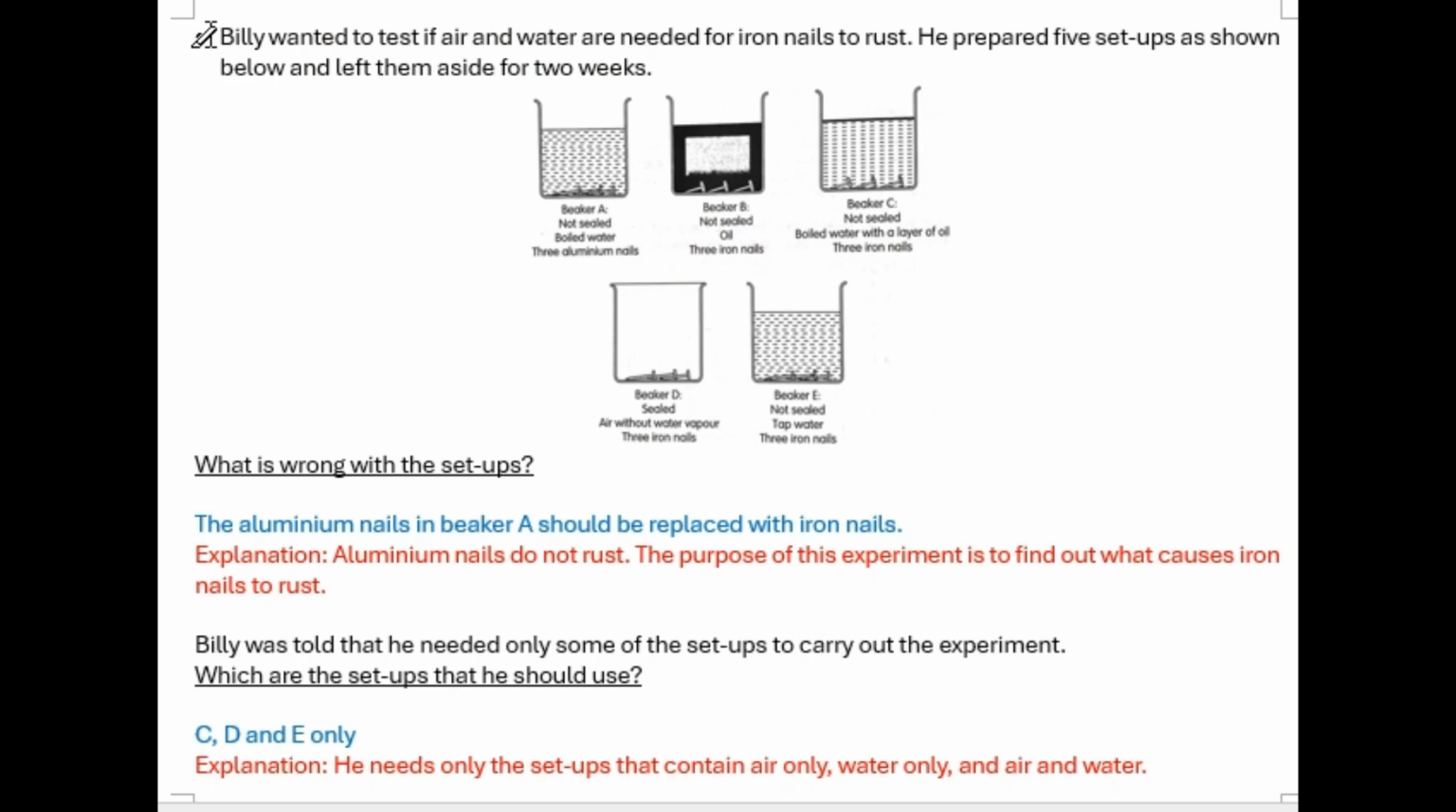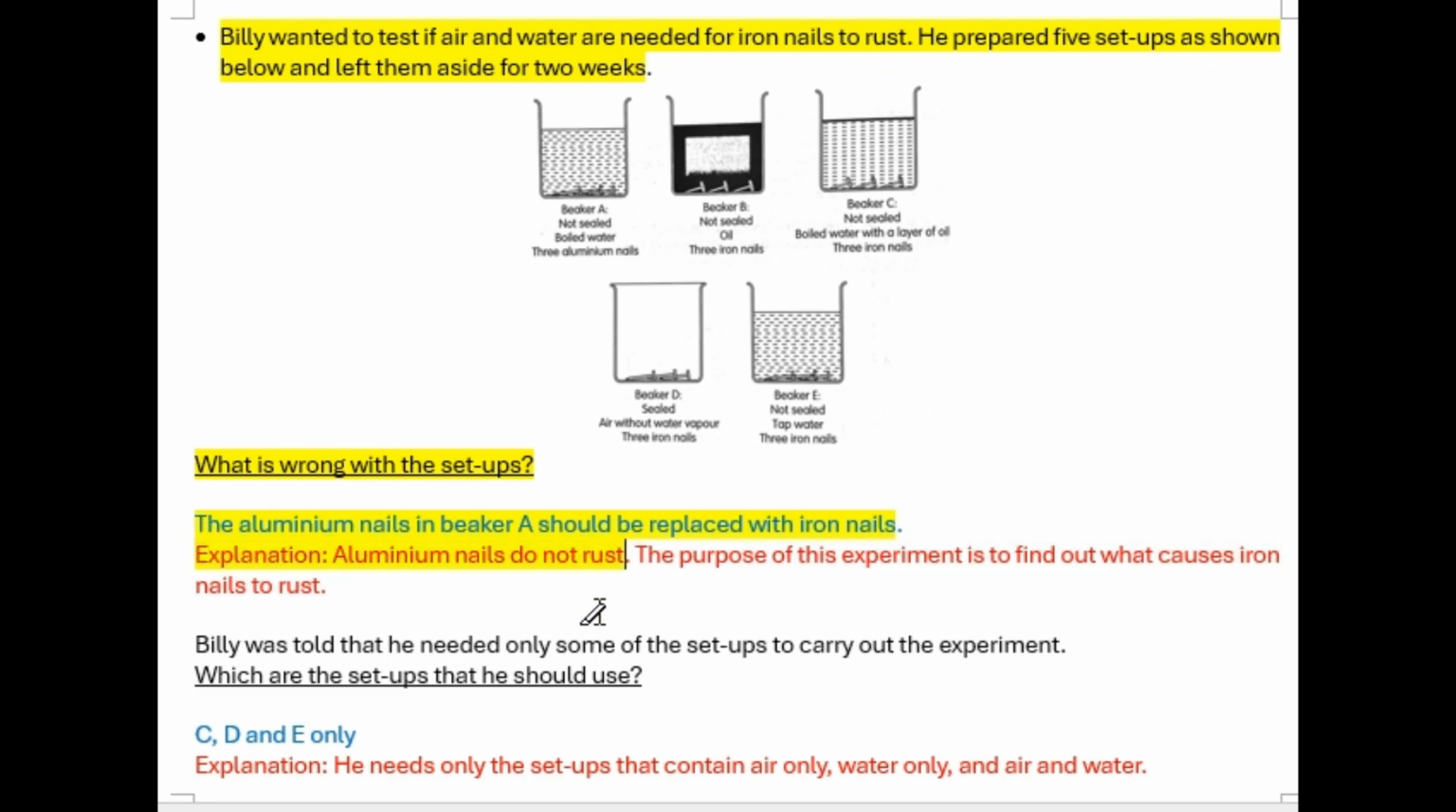Billy wanted to test if air and water are needed for iron nails to rust. He prepared 5 setups, as shown below, and left them aside for 2 weeks. What is wrong with the setups? The aluminum nails in beaker should be replaced with iron nails. Explanation: aluminum nails do not rust.